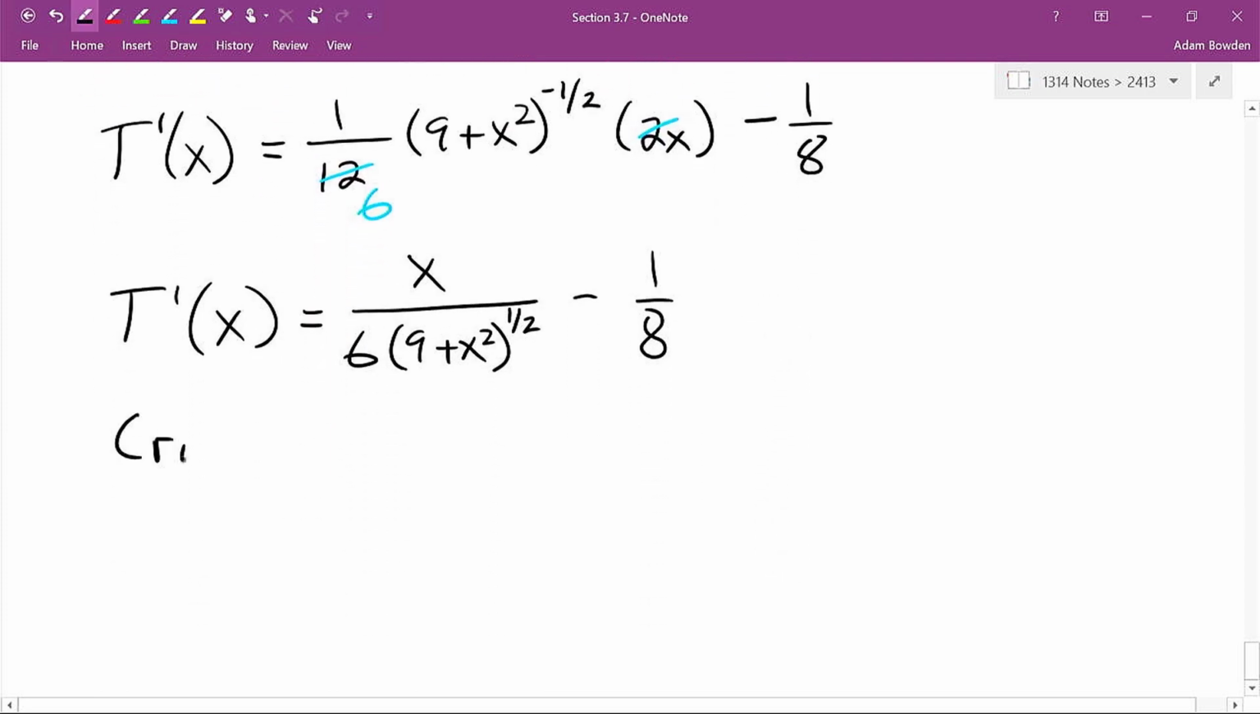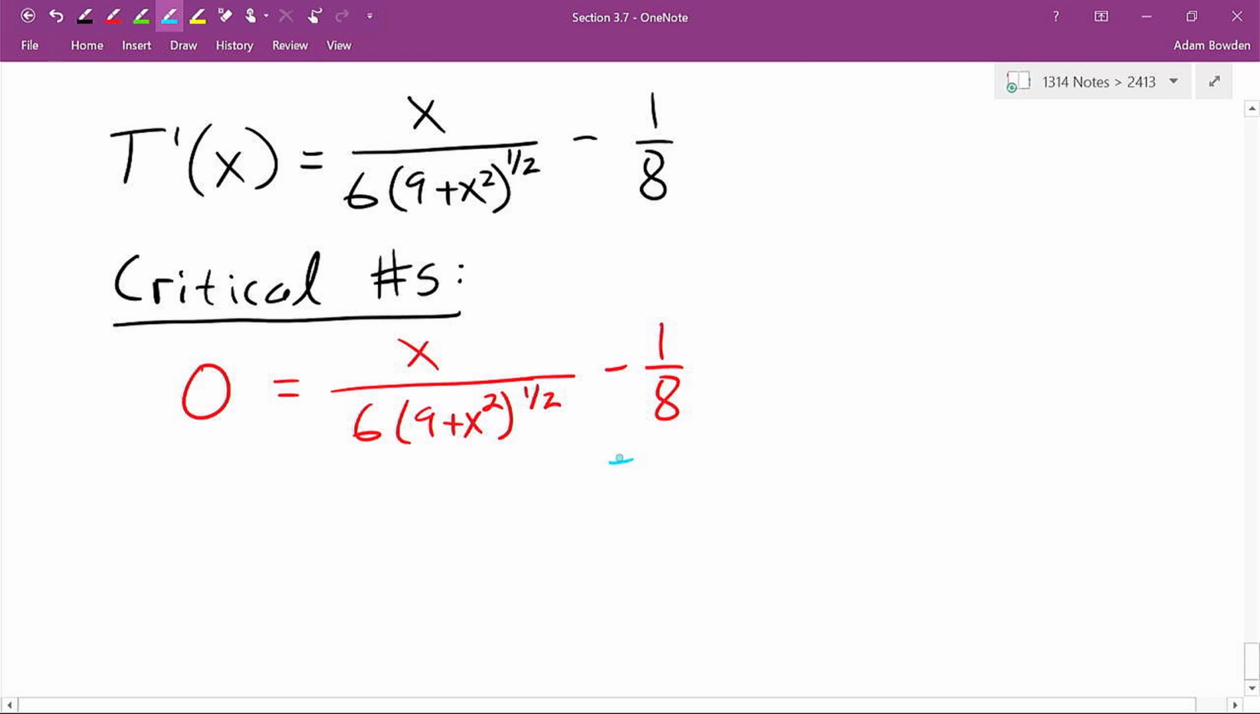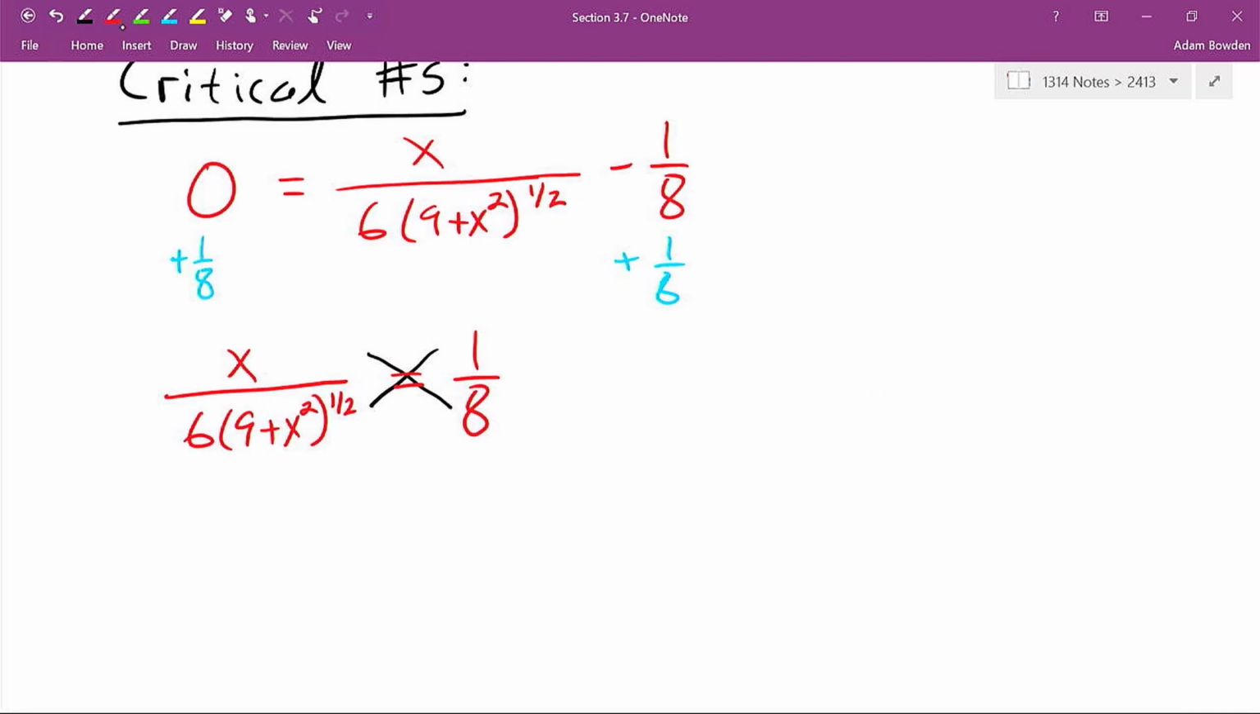Now what I'd like to do is find the critical numbers so that we can optimize this thing. So let's set it equal to 0, and we're going to solve. We can go ahead and add over the 1/8 to both sides. And then what I'll do here is I'll cross multiply. And we'll receive from that 6, and I'm going to rewrite that as 6 times the square root of 9 plus x squared equals 8x.